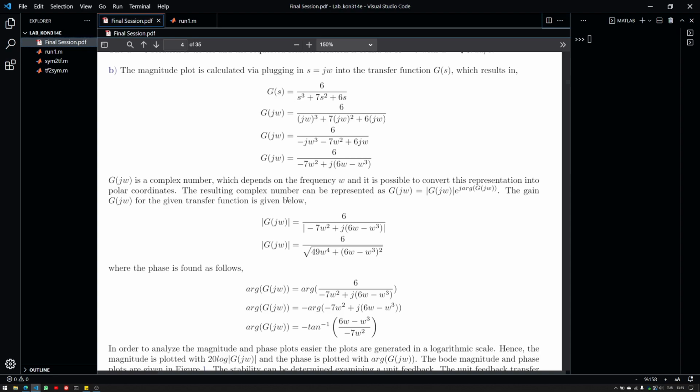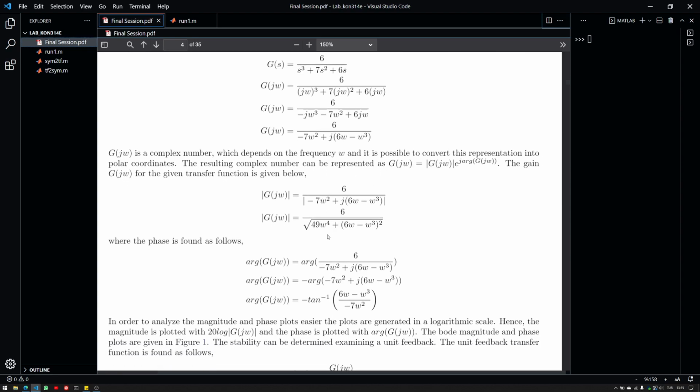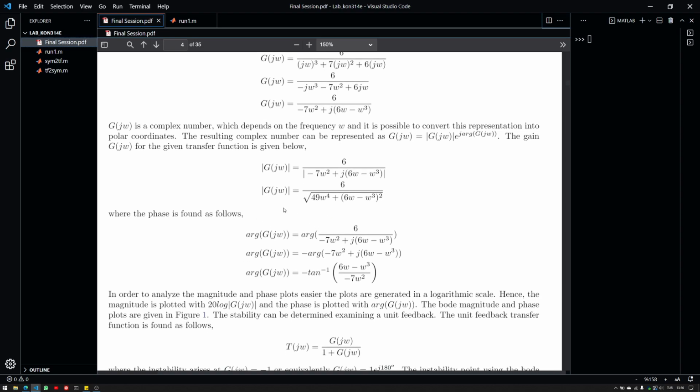What we've done is we have looked at the absolute value, which was basically this: rearrange the denominator into real and imaginary parts, take the squares and sum them and take the square root of that. That gives us this one. The phase angle of this transfer function would then be the following: 6 divided by minus 7 omega squared plus j 6 omega minus omega cubed. Now at this point we know that the argument function here has some useful properties.